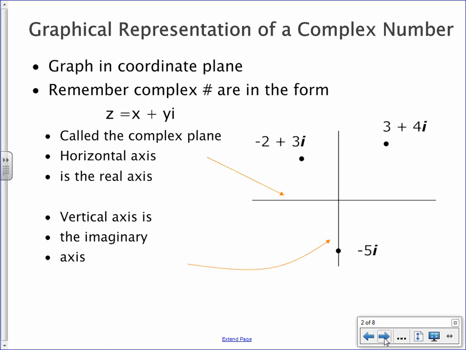So in the complex plane, here we have the real axis and here we have the imaginary axis. So the number 3 plus 4i is graphed by going out 3 on the real axis and up 4 on the imaginary axis. Negative 2 plus 3i: left 2 on the real axis, up 3 on the imaginary axis.